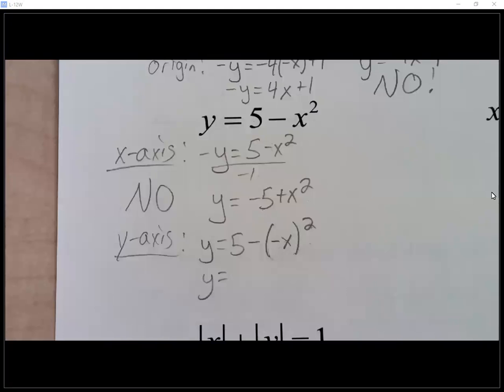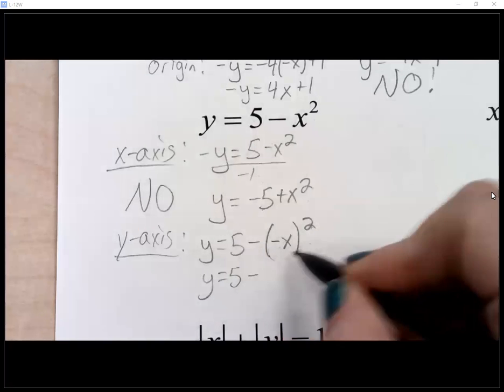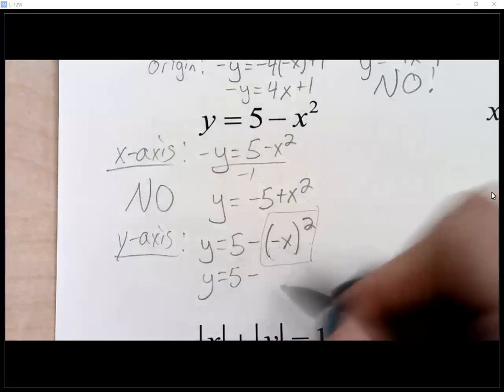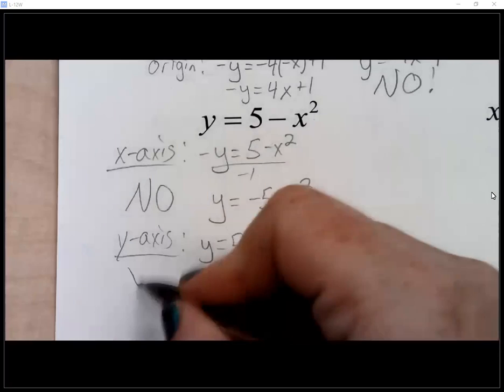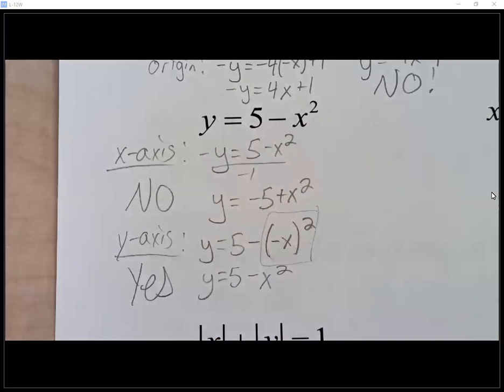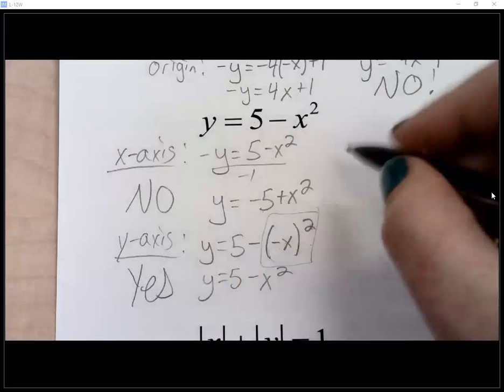I am still going to subtract that. So I have 5 minus this chunk right here, which just turned into a positive x squared. And ta-da, that does match my original. It's exactly the same. All the signs are the same. So yes, this does have y-axis symmetry. Cool. All right, now let's check for symmetry over the origin.